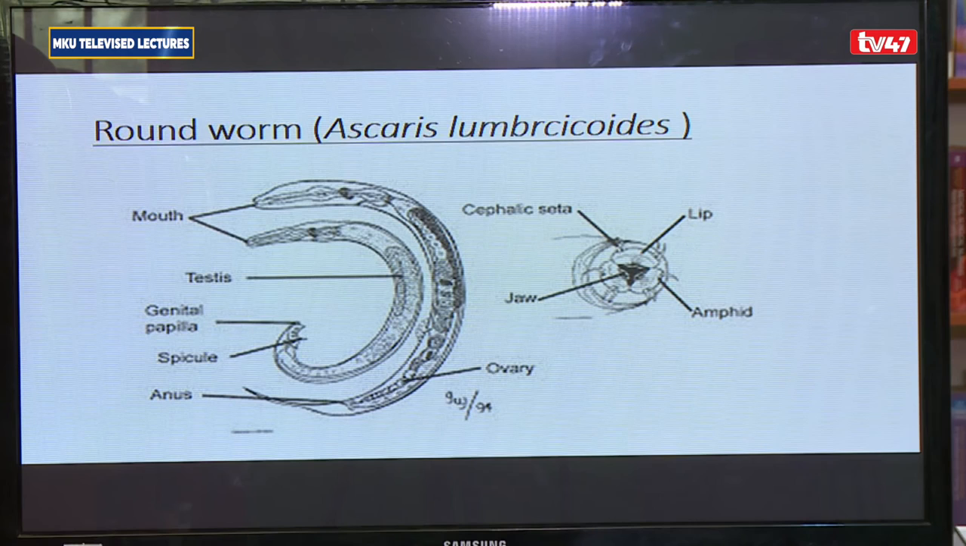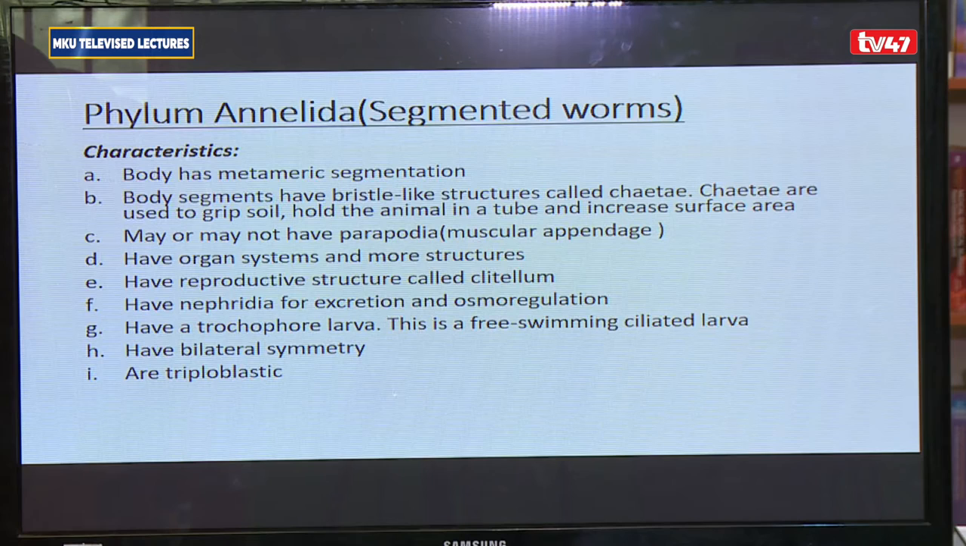Then you have phylum Annelida. Annelida comprises worms that are round and are segmented. So we say it is a phylum of segmented worms. For the characteristics of the Annelida, they have a cylindrical body. The body has metameric segmentation, meaning it is made up of segments comprising similar units.